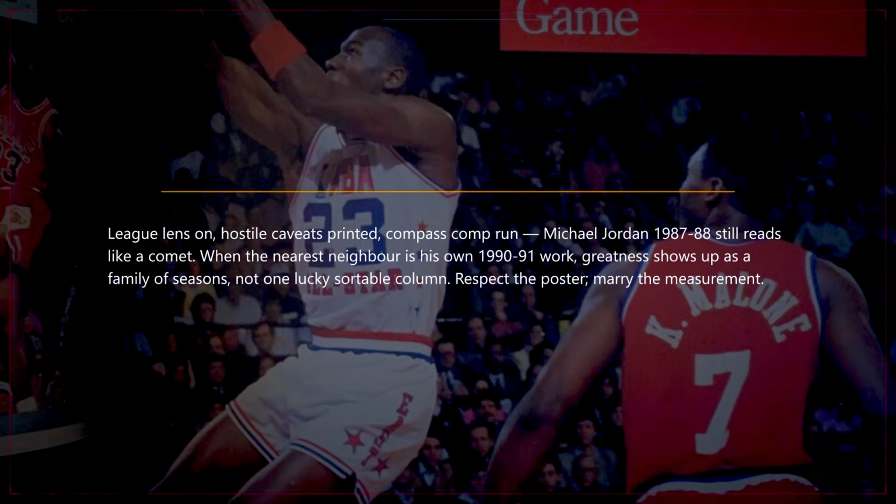So, the league lens has been applied. The hostile row has been printed. The compass comp has been executed, and Michael Jordan's 1987-88 season still reads like an absolute comet in the fixture sample. The fact that his nearest neighbor is his own later work is a strange kind of humility. It shows that true greatness is recognized as a family of seasons, not just a single lucky night.